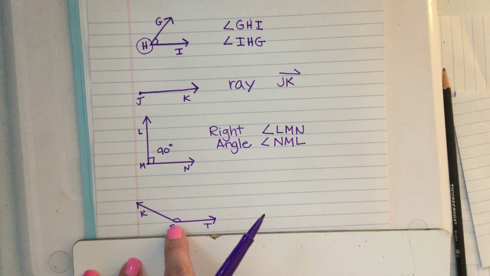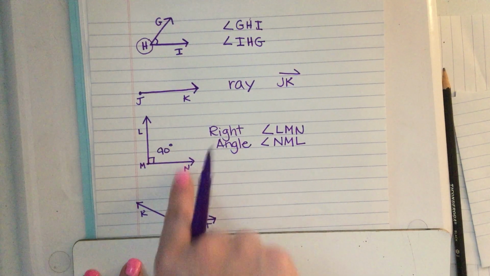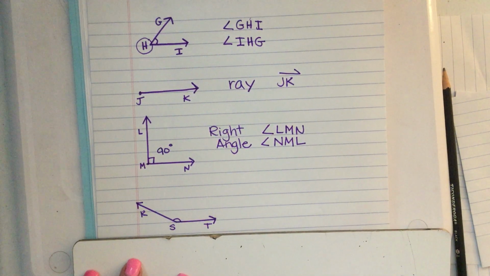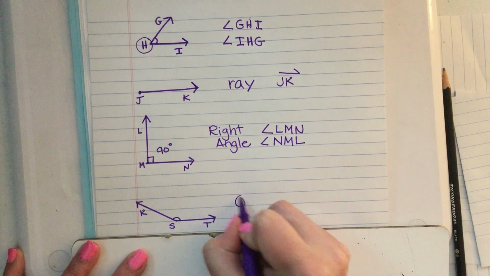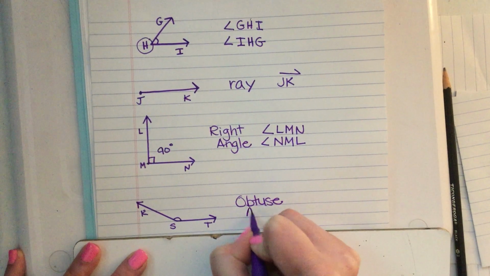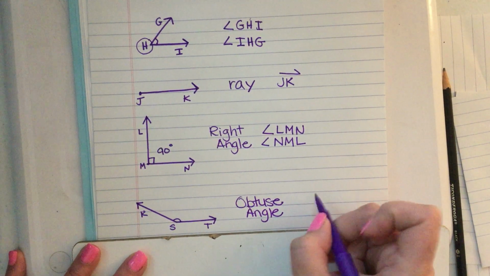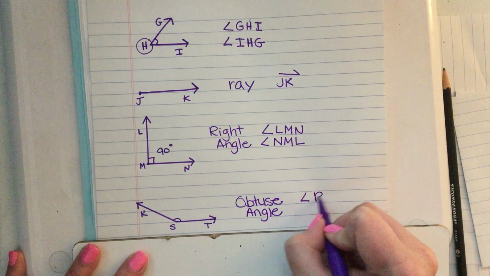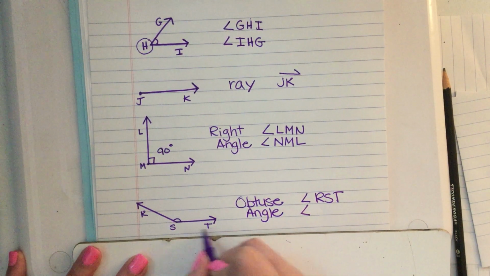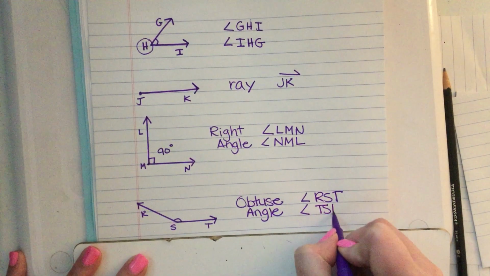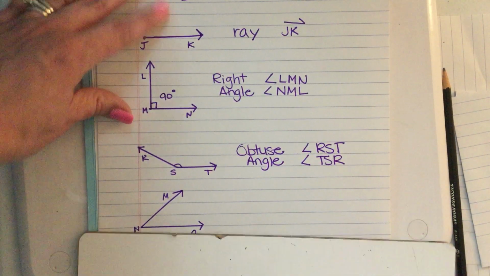So this does not have that funny little square in the corners, and you can obviously tell that it is bigger than 90 degrees. So what is an angle that is bigger than 90 degrees? Do you remember what it's called? It is called an obtuse angle. Okay, an obtuse angle. And so we could identify it in 2 ways. We could call this angle R, S, T, or we could reverse it and call it angle TSR. Okay, either way.